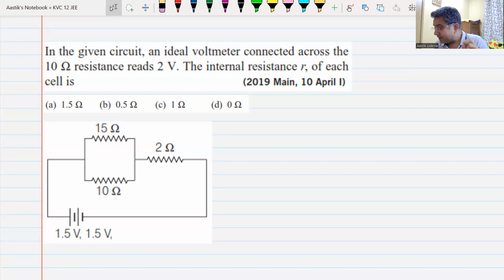In the given circuit, an ideal voltmeter connected across the 10 ohm resistance reads 2 volt. The internal resistance R of each of the cells is? There are 2 cells that are given to you. You have to find the internal resistance of each of the cells. Both are the same. And again, I'll give you 2 minutes.